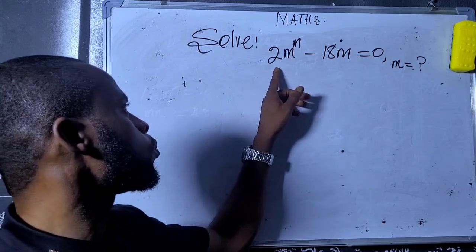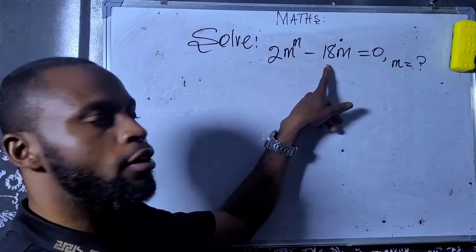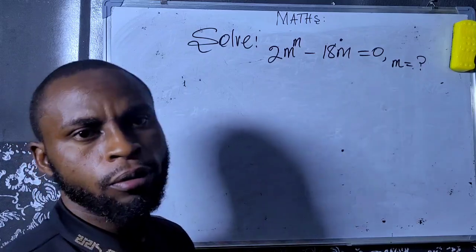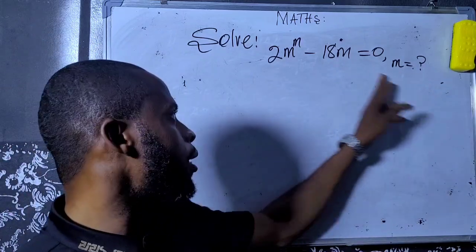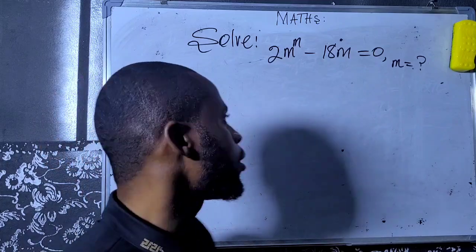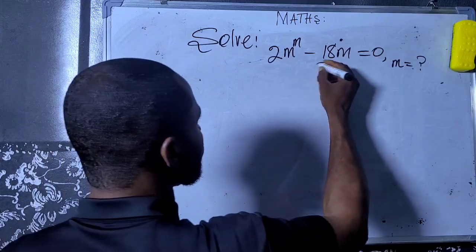In this video, we are to consider this interesting exponential equation here on the board. We are to solve 2m to the power of m minus 18m equals 0. Here, we are to find the value of m that will satisfy this equation. Now I put here the solution.